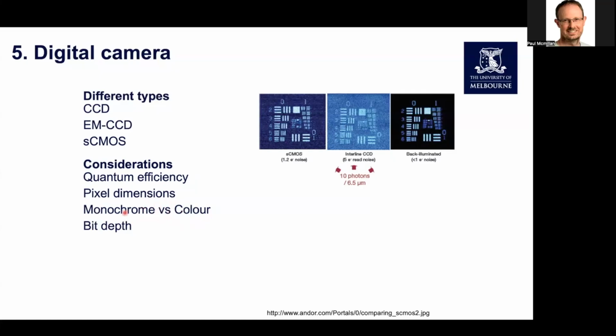Another really important thing is monochrome versus color cameras. So if you're doing fluorescence-based readouts, you want to do that on a monochrome camera as much as possible. If you're doing colorimetric readouts, then you can do that on a color camera. And bit depth we'll also cover in the next few slides as well.